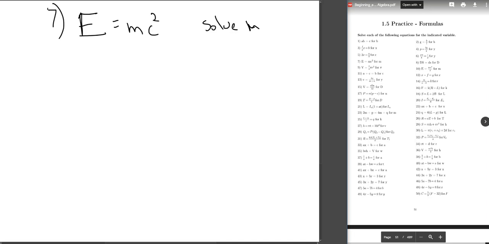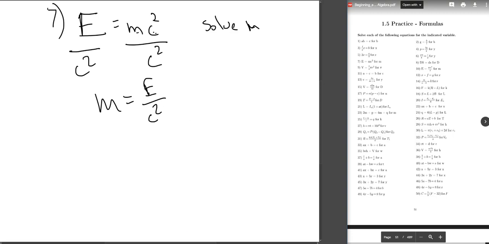So a trick one. They put an exponent here to trick us. So we're solving for this guy. We've got to get rid of this guy. So it's m multiplied by something. We have to divide by something, right? And m equals large E over c squared. You see that?